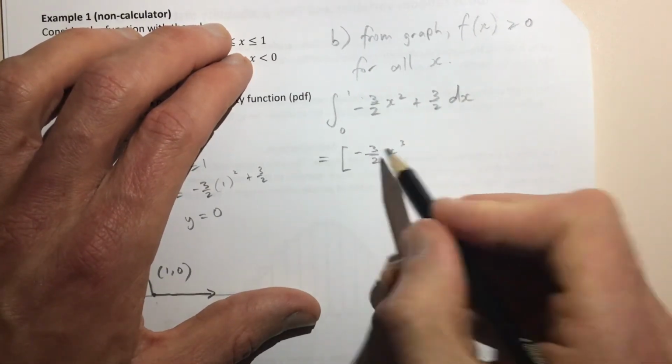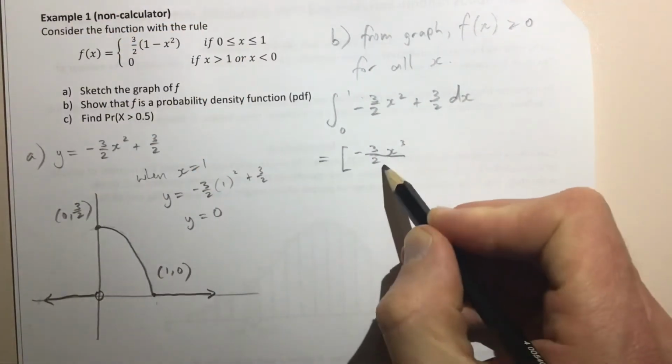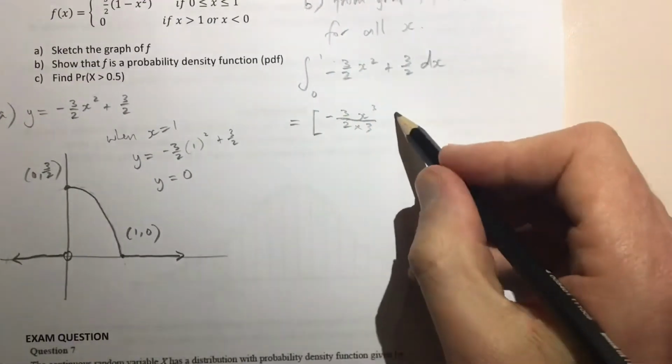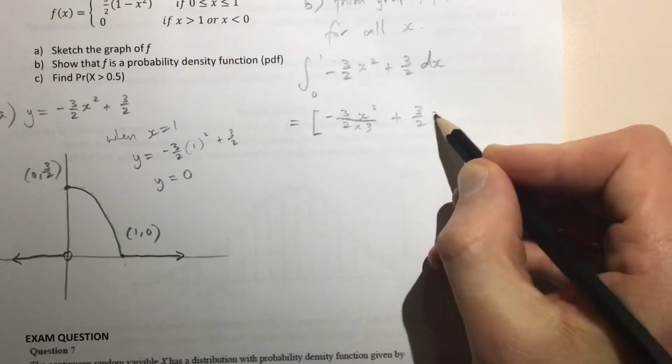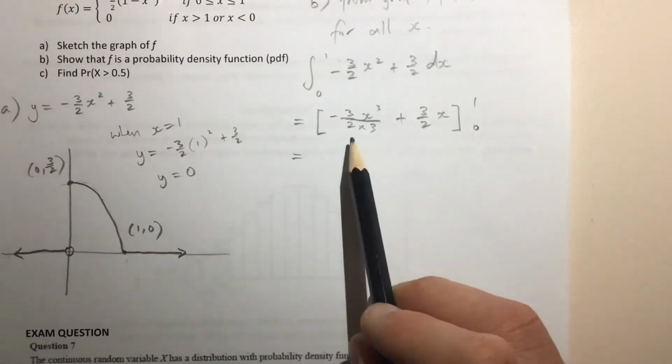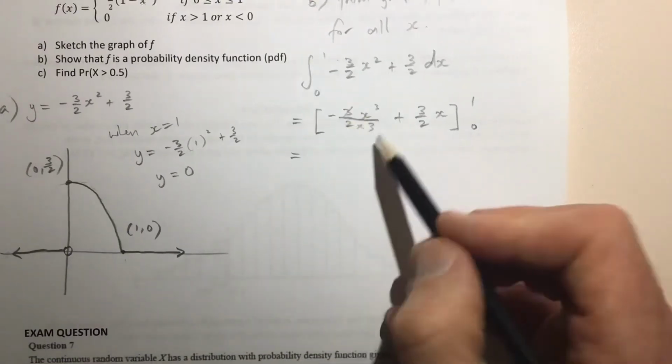Oh, I've made a mess of that. Divided by, put that there, so divide by the new power. So we'll get some cancelling there with a 3 on top and 3 on the bottom. And 3 on 2 becomes 3 on 2x, from 0 to 1. Okay, so that will equal, like I said, we've got some cancelling there.